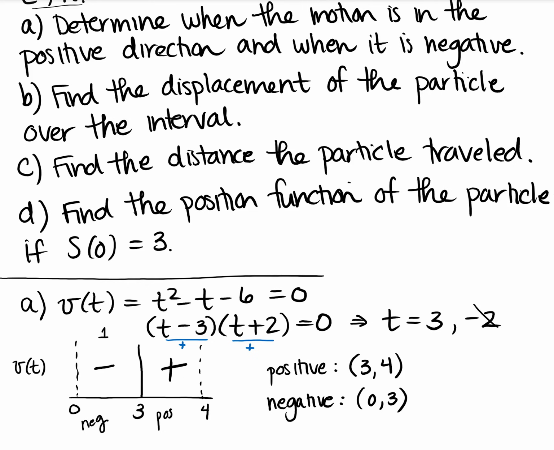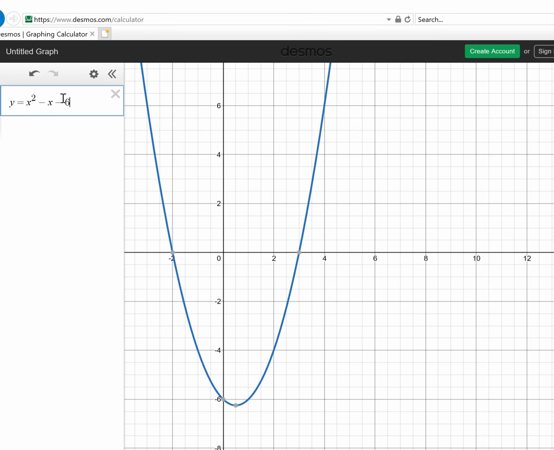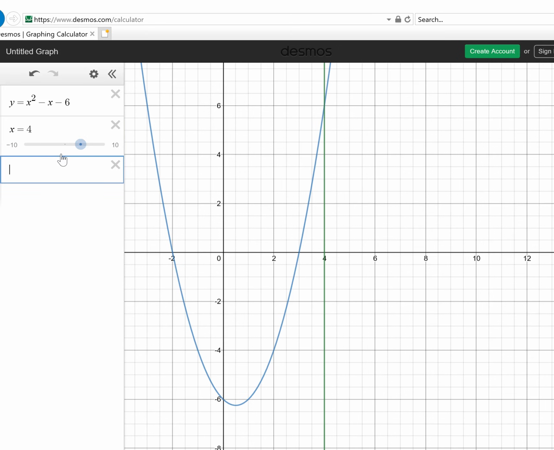Okay, let me show you a graph of that. I'll show you that the graph supports what we have found. So if I plug in my function, I'm going to have to use x's. I guess I don't have to, but I'm going to: x squared minus x minus 6. So if I look at this, let's look at x equals 4. And where else am I at? x equals 0. Decimals is the best.